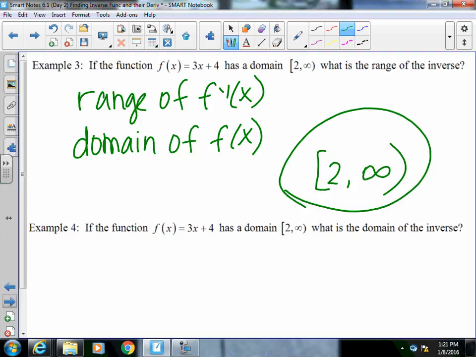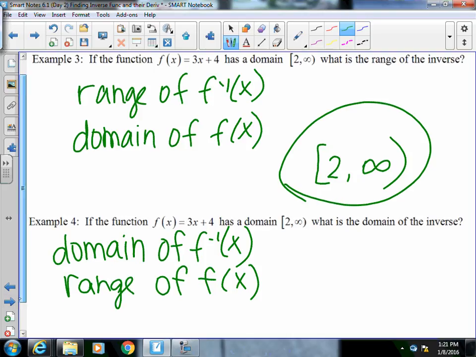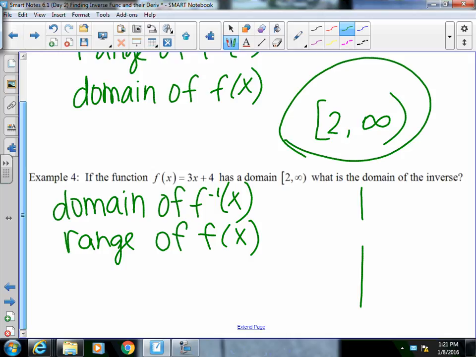If the function f of x equals 3x plus 4 has a domain from 2 to infinity, what's the domain of the inverse? Well, we want the domain of the inverse. To get that, it's the same thing as the range of our original. So, I know that my domain is from 2 to infinity. If we think about this graph for a second, 3x plus 4 looks roughly like this, but our domain is from 2 to infinity, so we're only talking about the portion from here this way, at 2.